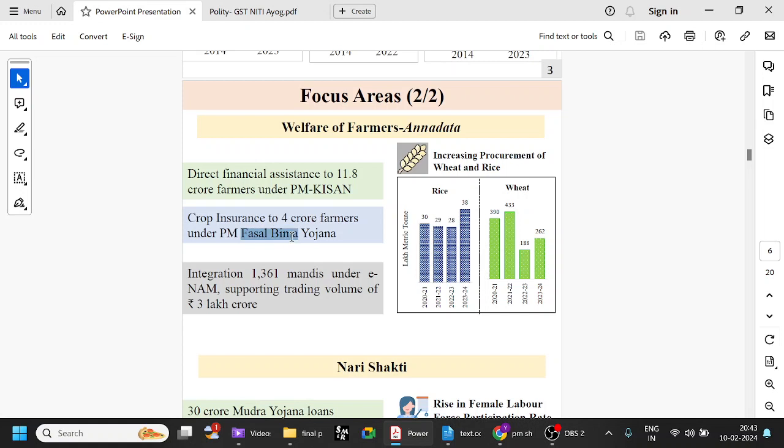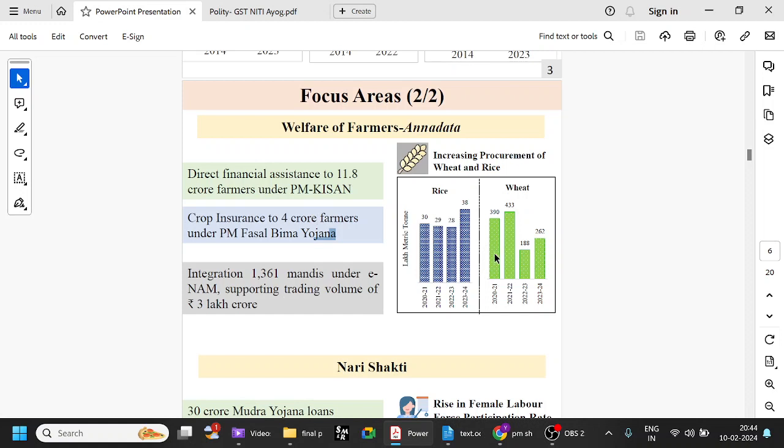And PM Fasal Bima Yojana is the standard crop insurance scheme of the central government, and they have provided it to 4 crore farmers. Also, 1,361 mandis under ENAM, National Agricultural Market, supporting trading volume of 3 lakh crore. Try to remember that.